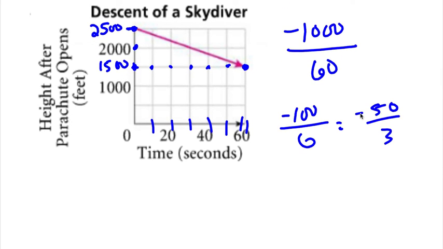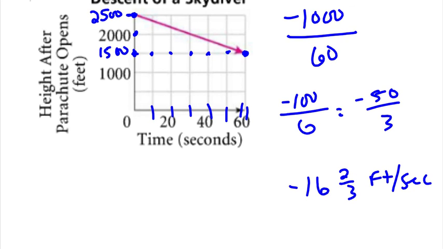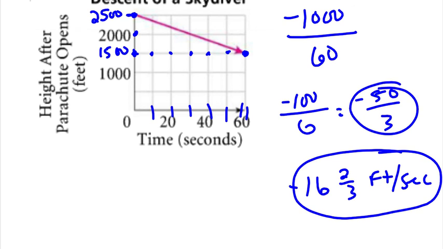We want to know the average rate of change per second. So -50 over 3. If you wanted to leave that as a fraction, that would be your final answer. But if you divided them, you could do 50 divided by 3 and have 16 and 2/3. He dropped -16 and 2/3 feet per second. There's a couple different ways that you could write this answer. Either of those would be acceptable.